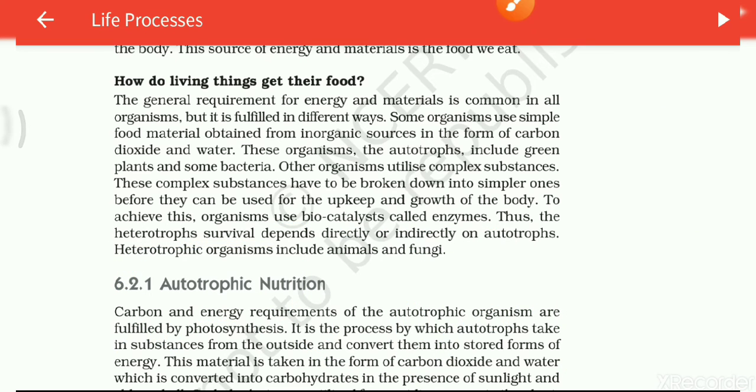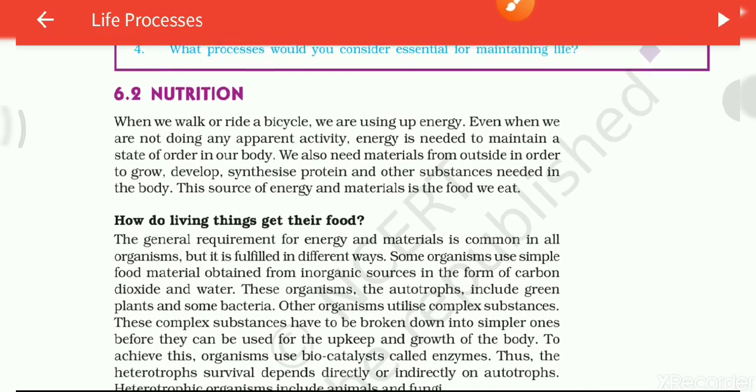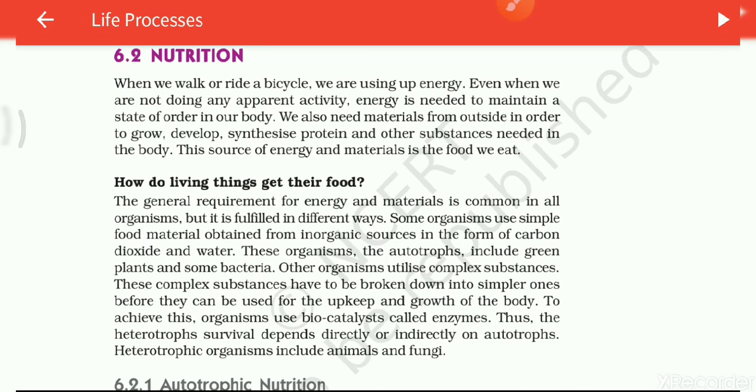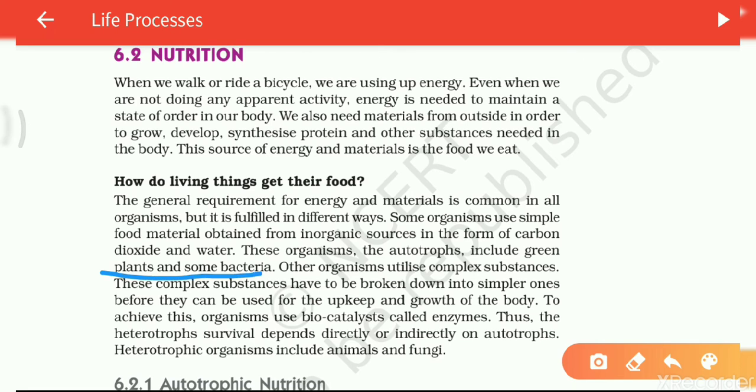So that is about nutrition. How do living things get their food? In a very simple way, living things get their food from plants. And how can plants make their food? With the help of inorganic sources, carbon dioxide and water. Nutrition is divided into two parts. The first is autotrophs, and the second is heterotrophs. Examples of autotrophs are plants and bacteria, and examples of heterotrophic organisms are animals and fungi. So this is all about these two paragraphs.